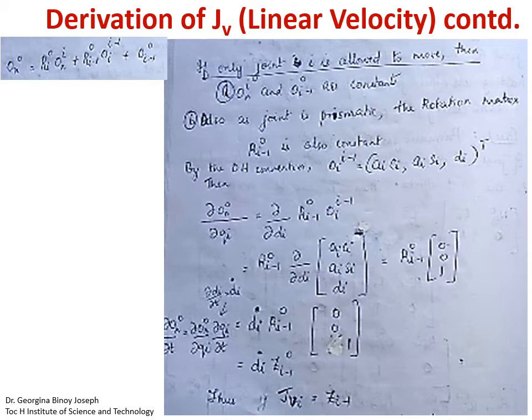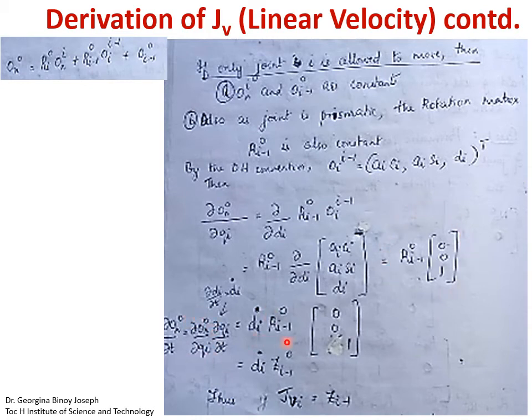Now dou n0 by dou t, the time derivative, which is what we want to get Jv, can be written as dou n0 by dou qi into dou qi by dou t. Dou On0 by dou qi is what we have already got here. Dou qi by dou t, where qi is equal to d for a prismatic joint, I can write as di dot. So dou qi by dou t is this di dot, and dou On0 by dou qi I have already got here.